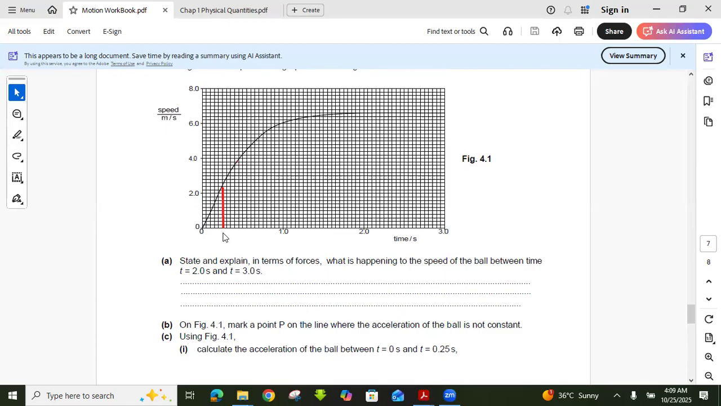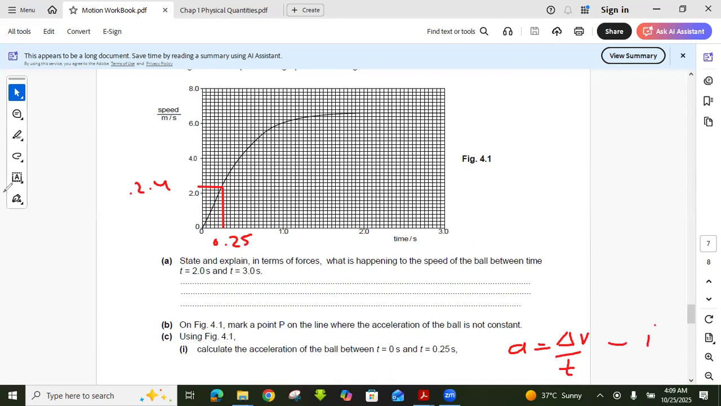We need to find out the acceleration. So what is the velocity at that point? The velocity is 2.2, 2.4, 2.6, 2.8. Yes, this is 2.4. And time here is 0.25. Now find out the acceleration at that point.